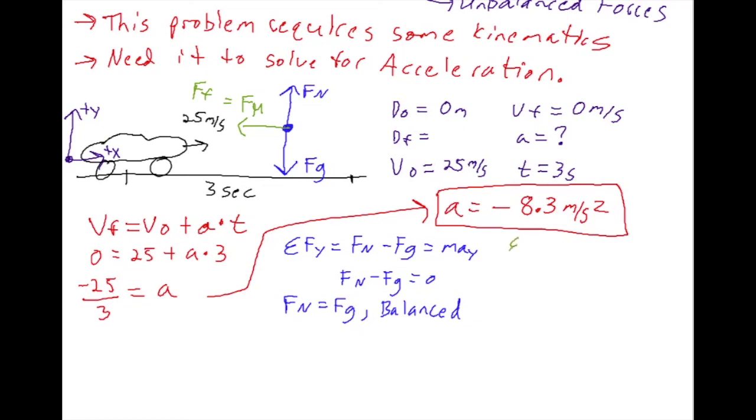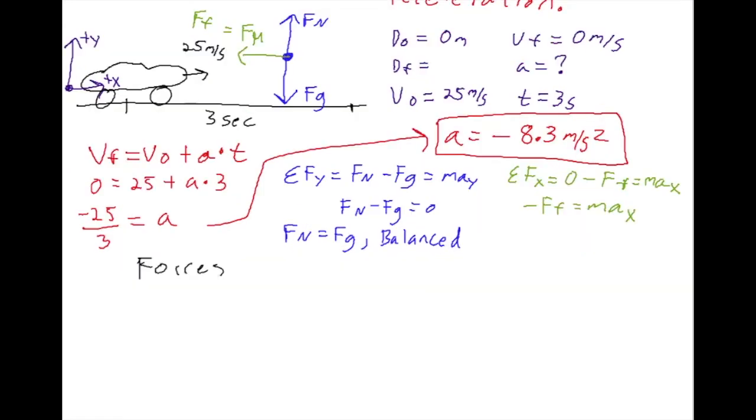Now let's take a look at the x direction. Net force in the x is equal to the forces that point to the right. Well, there's no forces pointing to the right, so that's 0, minus the forces that point to the left. Well, there's only one, and that's force friction. And we know this is also equal to mass times acceleration in the x direction. So if I simplify this a little bit, I just end up with negative force friction is equal to mass times acceleration in the x. Now that I have all my variables, I need to figure out what values each of these variables has. So I'm going to go ahead and draw my table like I did on my other problems.